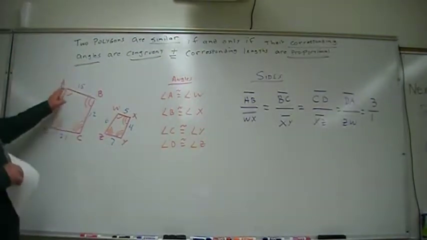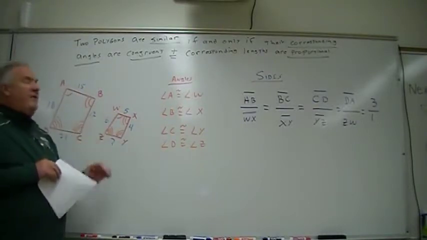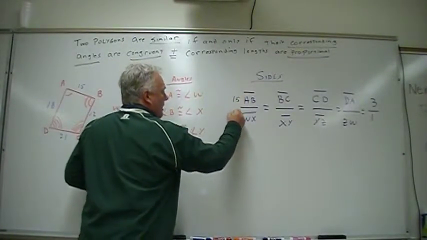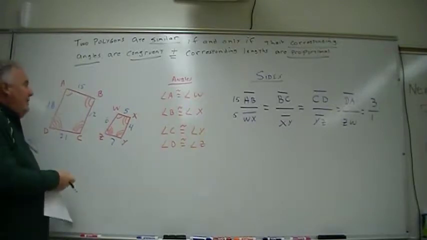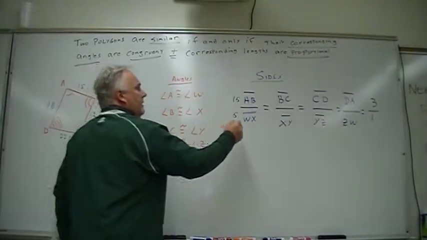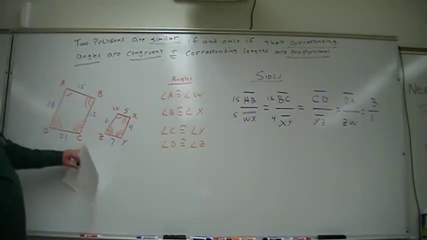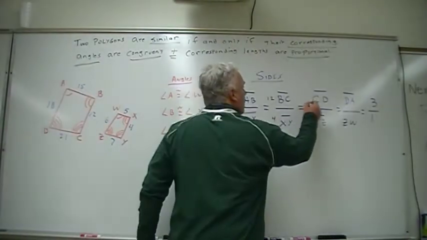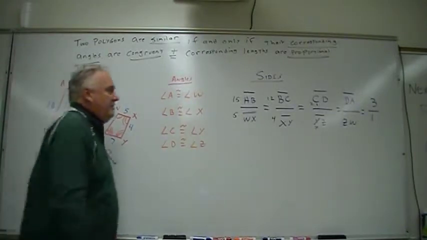So, segment AB is 15, segment WX is 5. And if we make a ratio of AB to WX, 15 to 5, and we did ratios in class the other day, okay? So 15 over 5. BC to XY is 12 over 4. So there's our example there. CD is 21, YZ is 7. So there's that relationship. And then DA is 18 and WZ is 6.